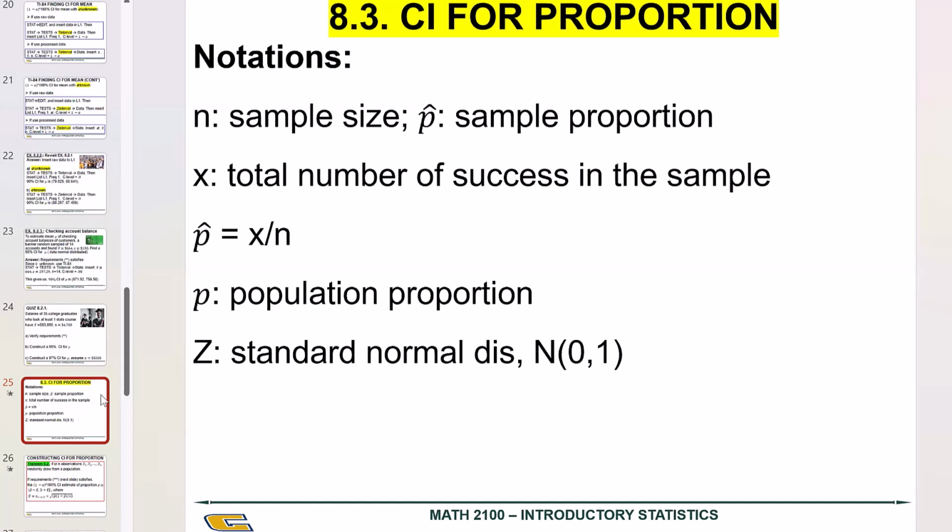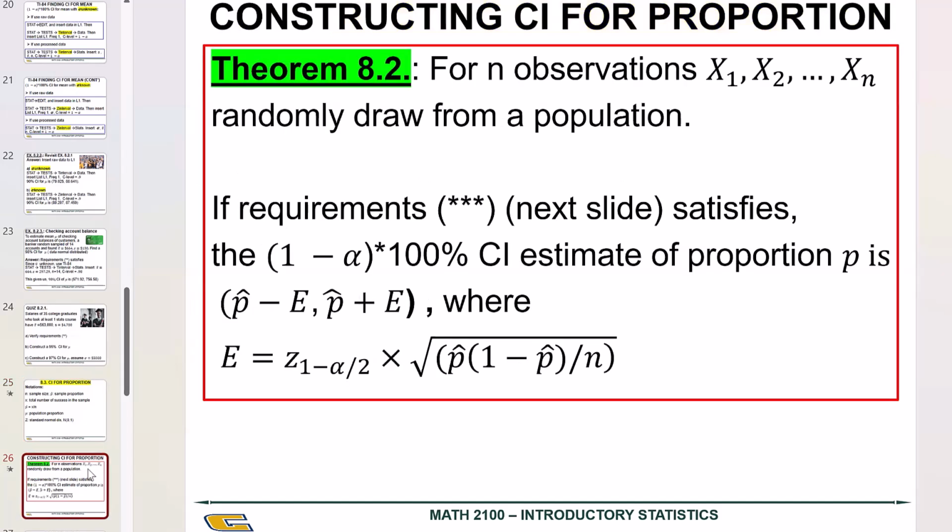So we recall we have p hat plus or minus E. But how do we obtain the error E here? For this E, we look at this theorem. If you have n observations, x1 to xn, randomly drawn from a population, and if requirement 3 star is satisfied, then we can construct the (1 minus alpha) times 100% CI to estimate the unknown truth p: p hat minus E to p hat plus E, where E is z of 1 minus alpha over 2 times the square root of p hat times (1 minus p hat) divided by n.